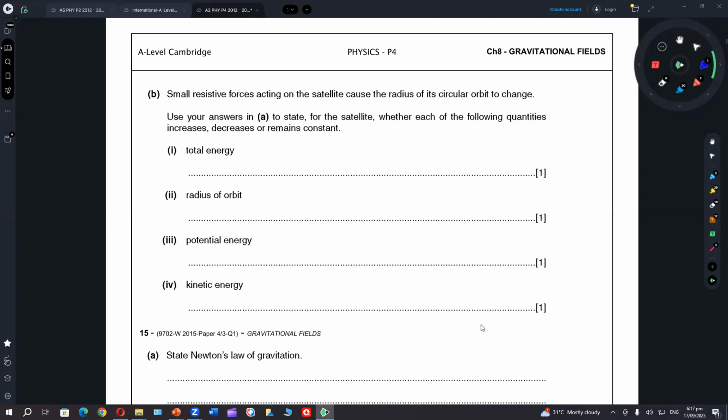If there are resistive forces, they will consume some energy to overcome them. So the total energy, meaning kinetic and potential, will decrease. If total energy decreases, when you lose energy, you cannot go away. The radius will shorten, because with less energy you will move in a smaller orbit. Potential energy: now, these 2 points are very, very challenging.